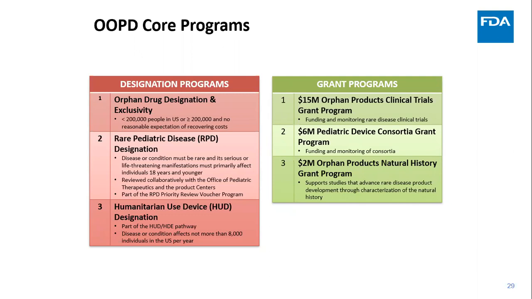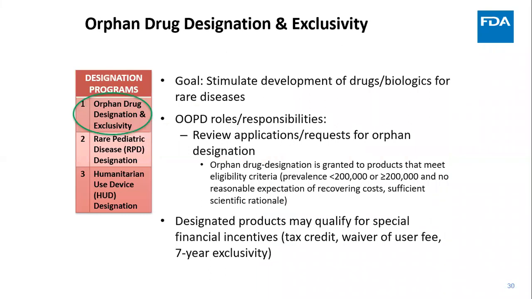In terms of the grant programs, the clinical trial grant program funds clinical trials in rare diseases. The Pediatric Device Consortia funds consortia to support pediatric device development, and the Natural History Grant Program supports natural history studies. Next slide, please. We'll now review each of these programs.